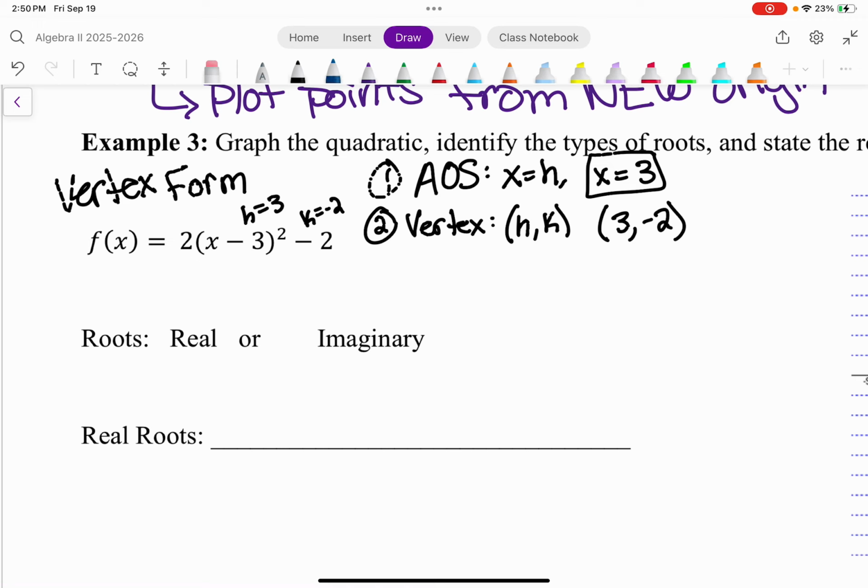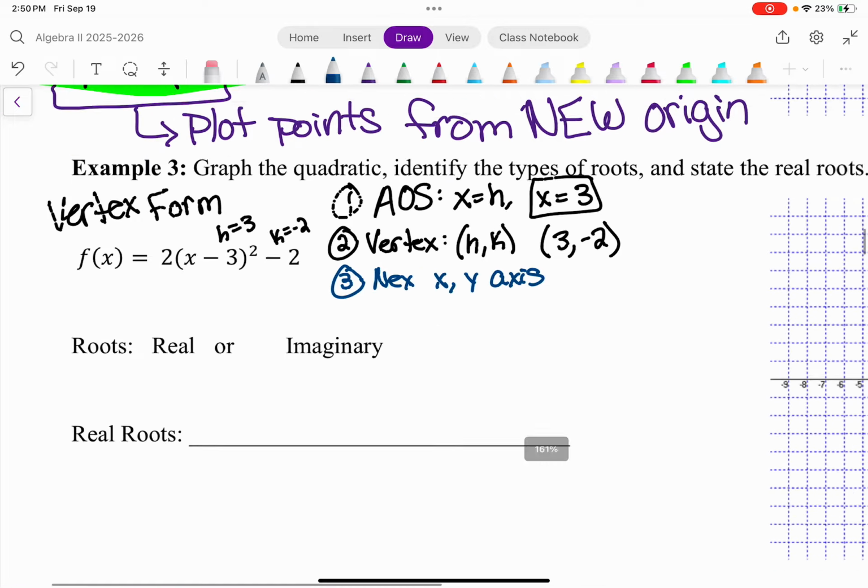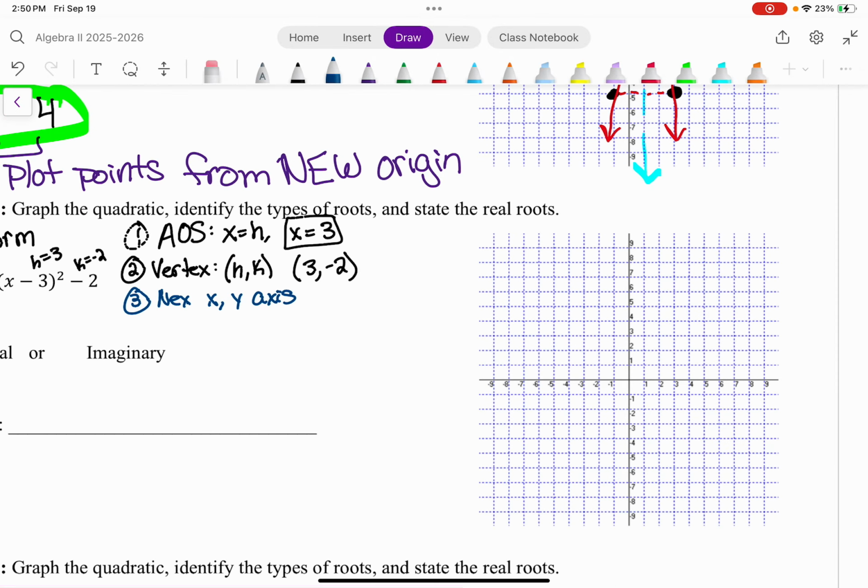Once we have our axis of symmetry and our vertex, the third thing you are going to do is draw your new x and y axis. So first we'll plot that vertex at +3, -2. That's going to be our new origin. So we are going to use our new x and y axis going through that point. And again, these should be dashed because they're not part of the graph. We're just using them to help us guide our way to drawing our parabola.